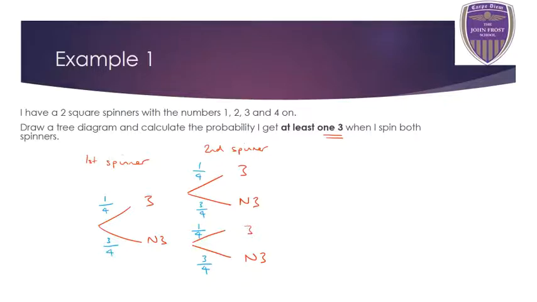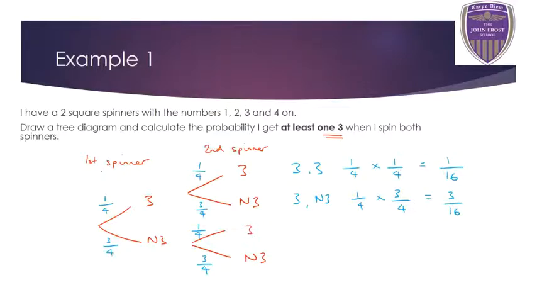Now let's list the outcomes by following the branches again. The first outcome is that we get a 3 on both. There's a 1 out of 4 chance of getting a 3 on the first one, 1 out of 4 chance of getting a 3 on the second one, and remember we multiply, don't we? So that's 1 out of 16. Now we do the next possibility: 3 on the first spinner, not a 3 on the second. That would be 1 over 4 multiplied by 3 over 4, which is 3 over 16.